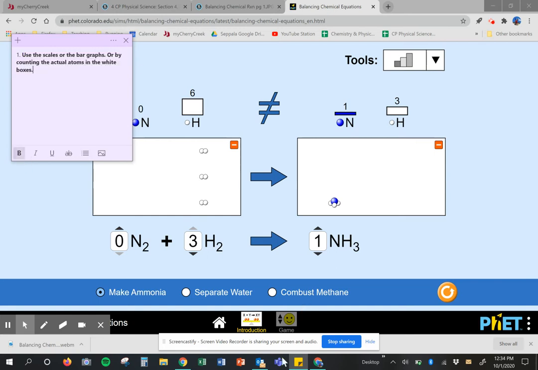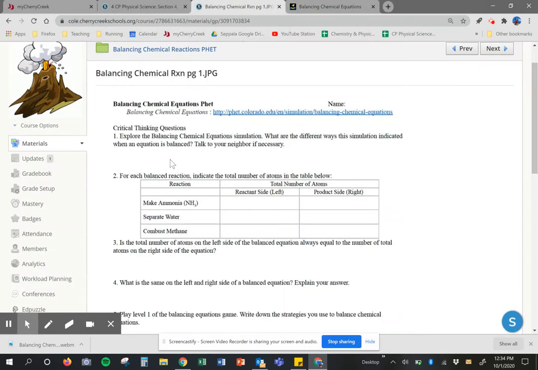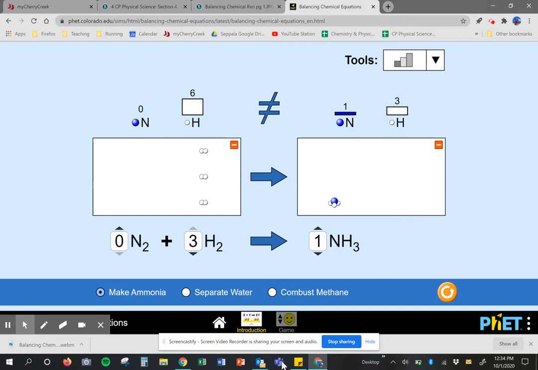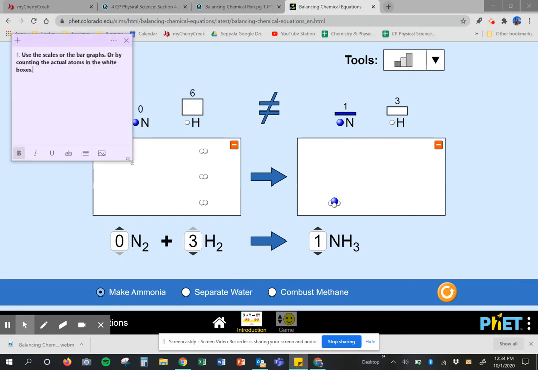So for question number one, how do we know that the equation is balanced? The answer is using the scales or the bar graphs under tools, or by counting the actual atoms in the white boxes. I'm going to hit pause so you can write that down. Pause. And we're back.